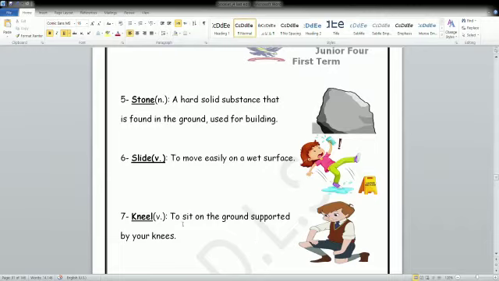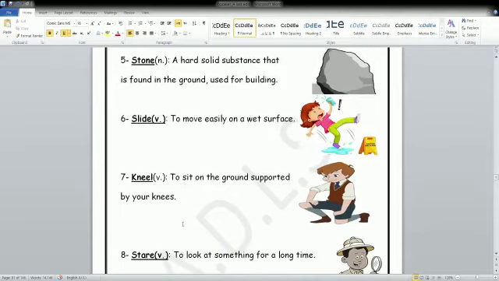Next, we have the verb slide. To move easily on a wet surface. She slid on ice, for example. Next, we have the verb kneel. The past is knelt. It means to sit on the ground, supported by your knees. These parts of the body are knees, of course, and the verb is to kneel. So it means to go down and remain on the knee.